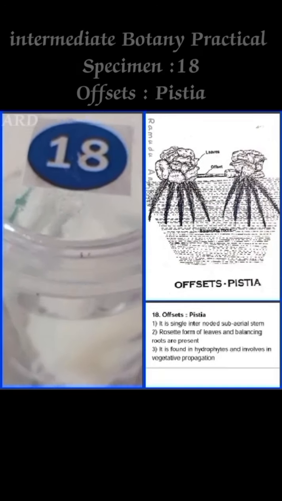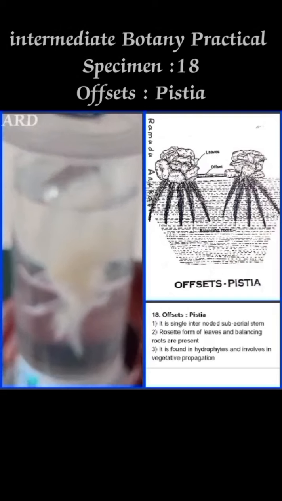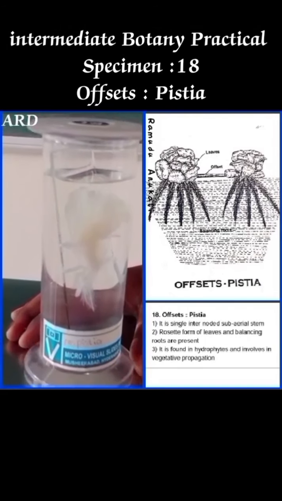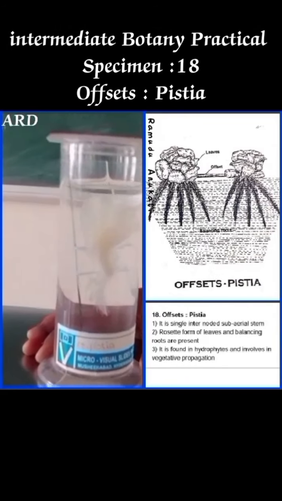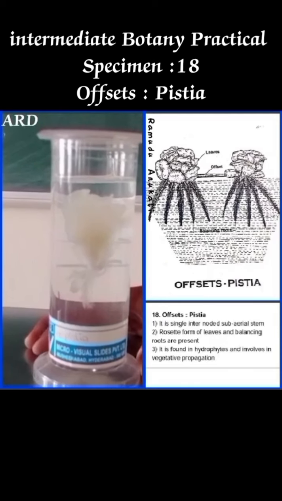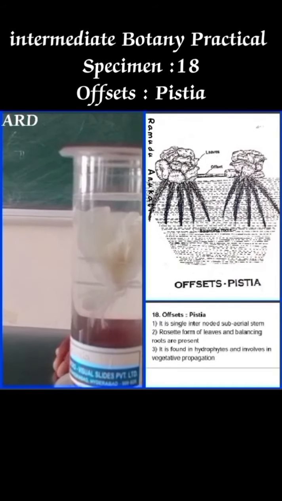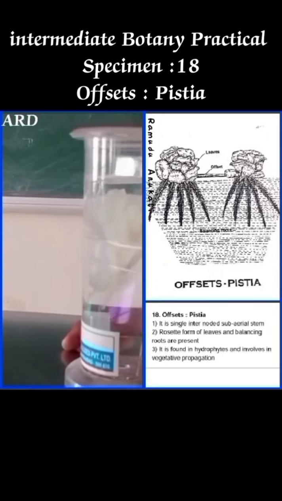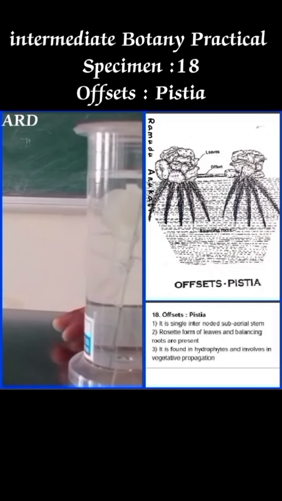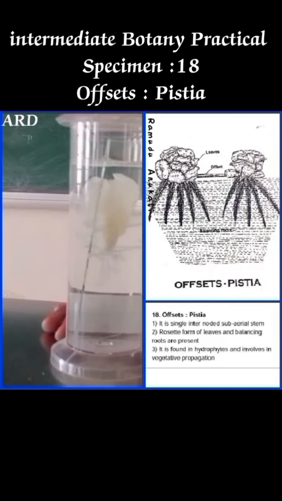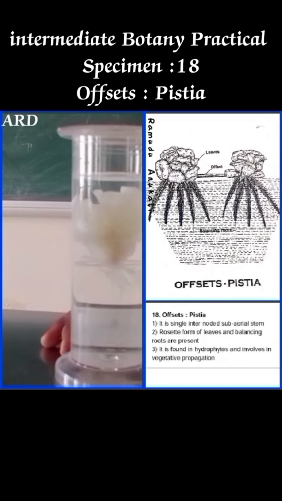Number 18 specimen, offset, Pistia. It is a single internoded subaerial stem. Rosette form of leaves and balancing roots are present. It is found in hydrophytes and is involved in vegetative propagation.